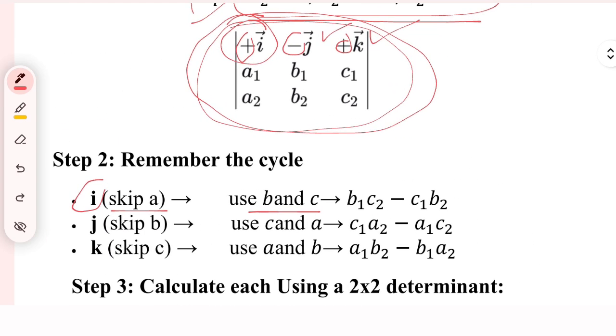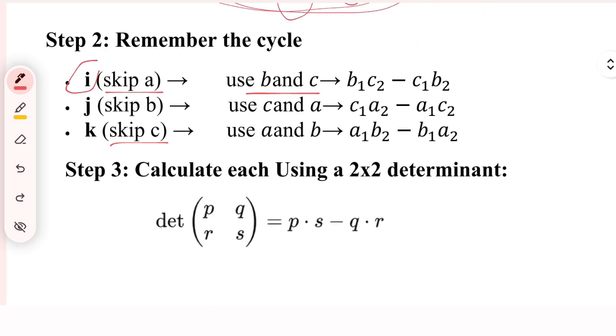When we analyze J, we will skip whatever is under J, that would be B1 and B2. So we will skip B, and we will analyze only the columns for I and K, which are A1, A2, C1, C2. When we analyze K, we will skip all the C's. Therefore, we will only use the determinant A1, A2, B1, B2.